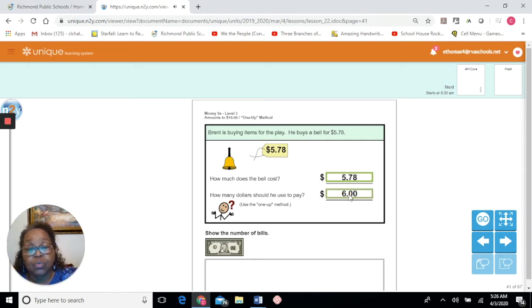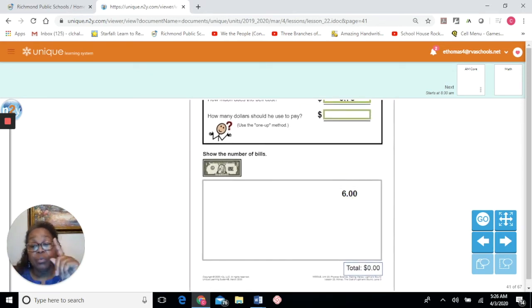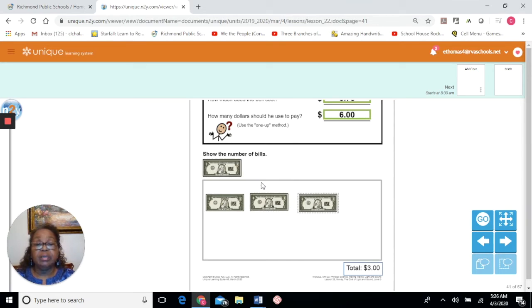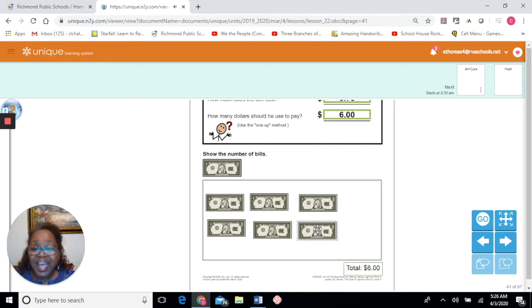All right, I have this wonderful box right here that will count my dollars as I put them in. So we need to show our bills. 1, 2, 3. See how the total changes as I put the money in? 4, 5, 6. We did it right. Excellent. Let's move on to our next problem.